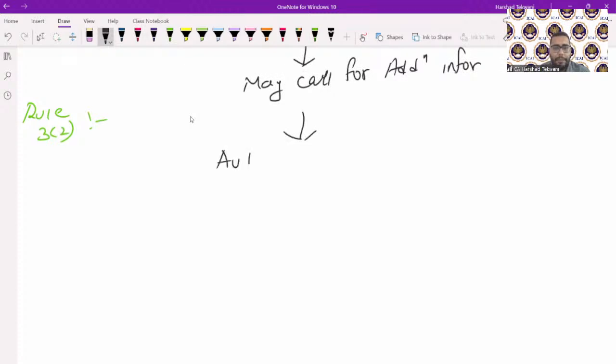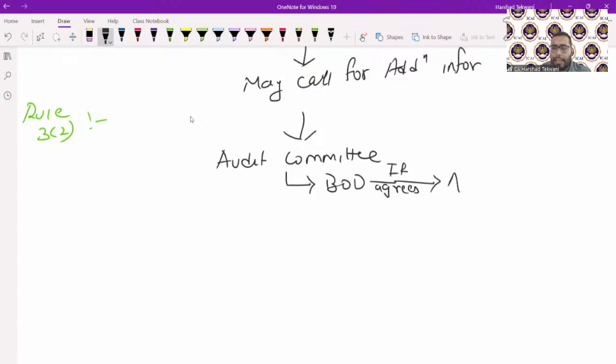So the audit committee will forward a name to the BOD, and the BOD, if it agrees, will then forward this recommendation to the AGM for appointment. If they are satisfied with the additional information, the audit committee will present it to the BOD, and the BOD will take it forward.